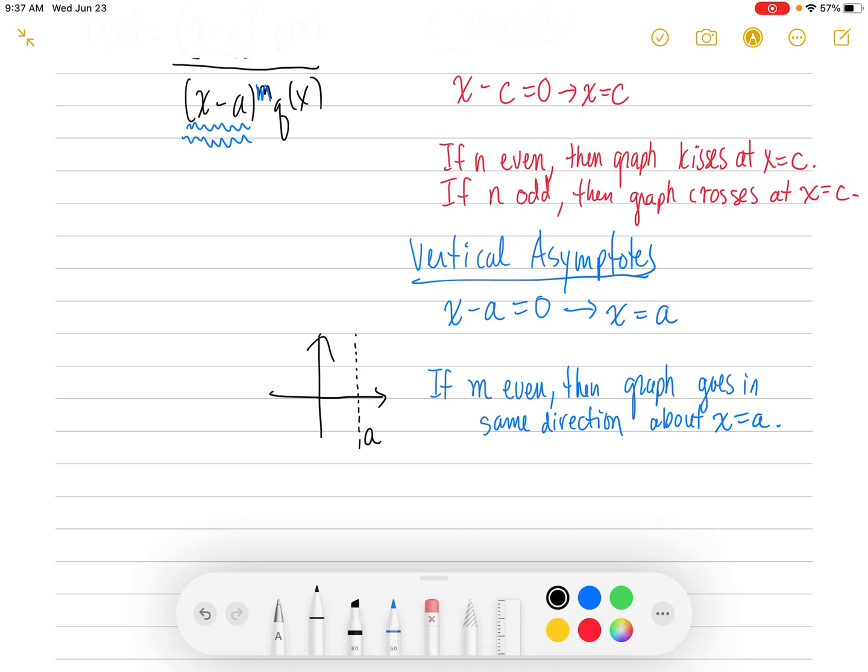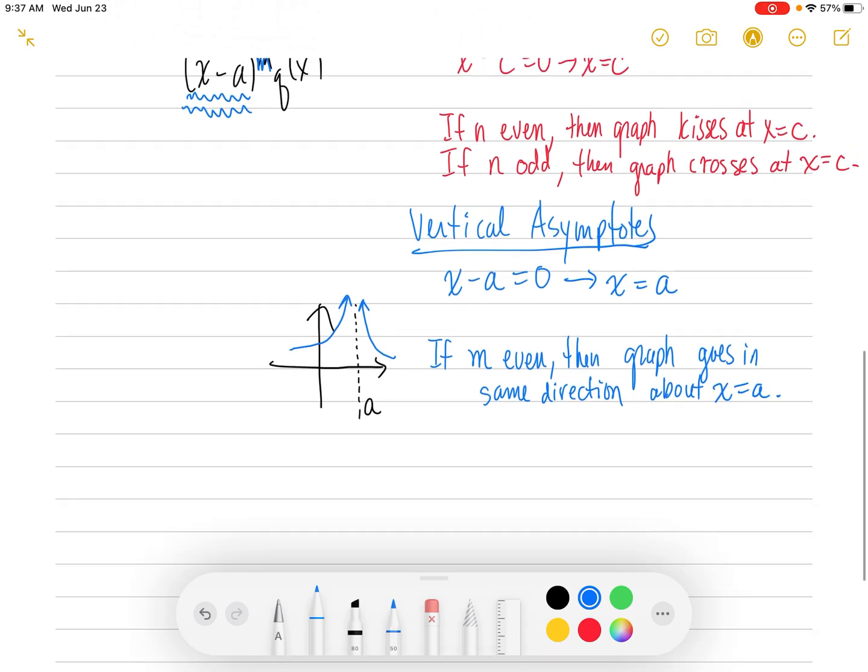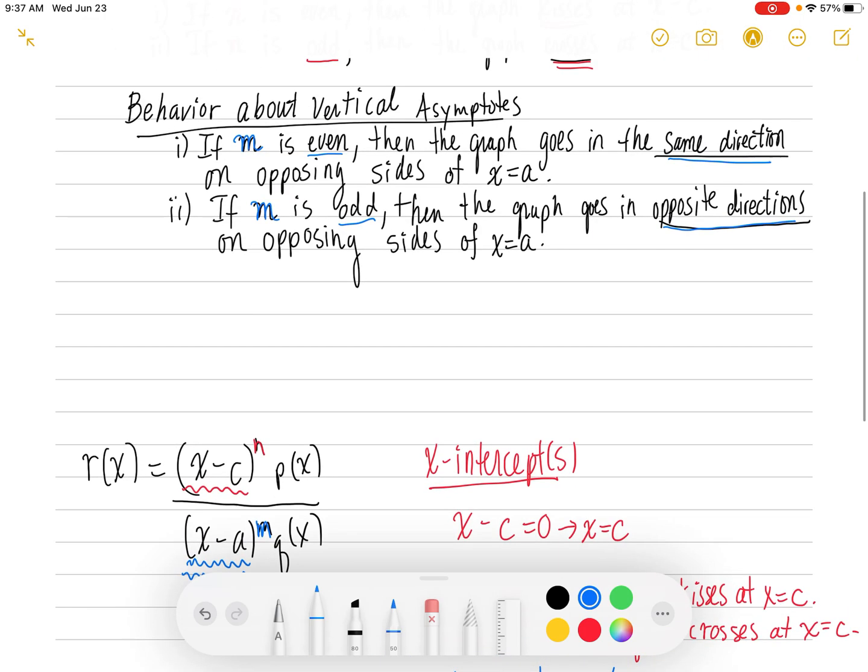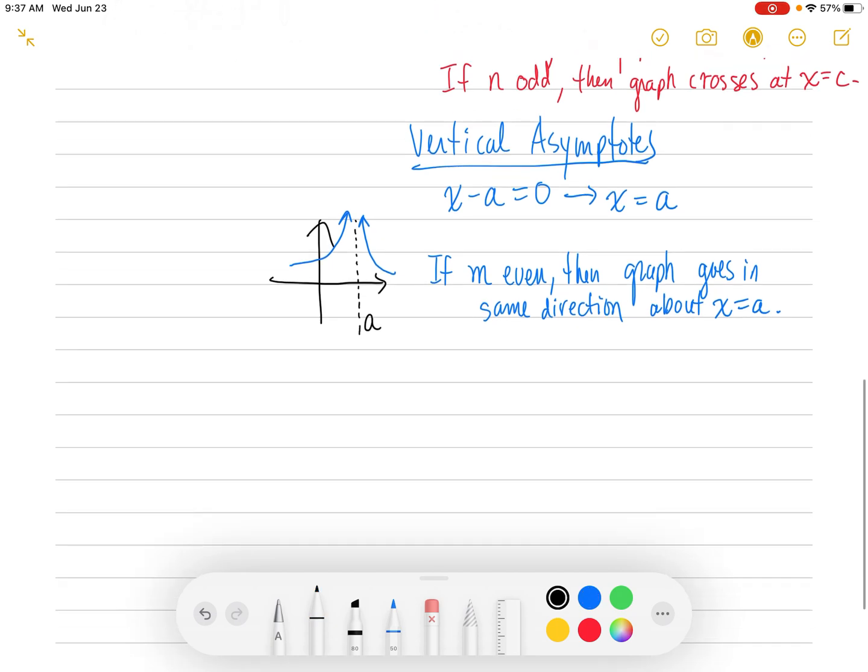So the idea is we have this vertical asymptote right here. And your graph is going to approach that on one side. So let's say coming from the right side towards the vertical asymptote, our graph goes up. Well, if it goes in the same direction about x equals a, then on the left side it has to go up as well. So they're both going up on opposing sides of x equals a. Or you could possibly have something like this. Let me draw another situation that could be valid.